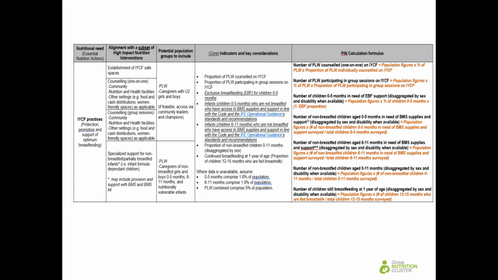So here is just a quick snapshot of some of the tables that are provided in the guidance, where you can see per nutritional need. So here's IYCF practices. We have all the PIN calculation and formulas, and even the indicators that can be considered. So hopefully it provides a way to really streamline this process of calculating the number of people in need per nutritional need. A lot of needs, yes. Next slide, please.